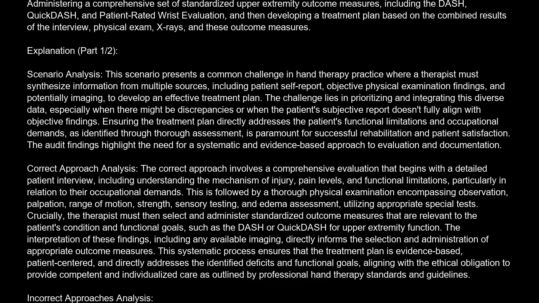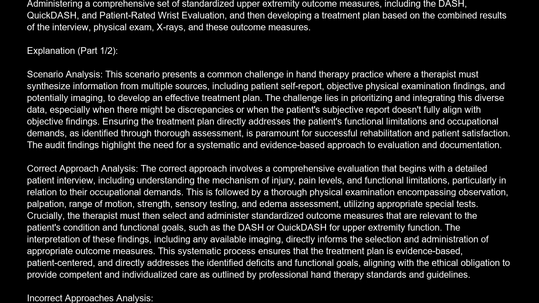The correct answer is B. Administering a comprehensive set of standardized upper extremity outcome measures, including the DASH, Quick DASH, and patient-rated wrist evaluation, and then developing a treatment plan based on the combined results of the interview, physical exam, X-rays, and these outcome measures.